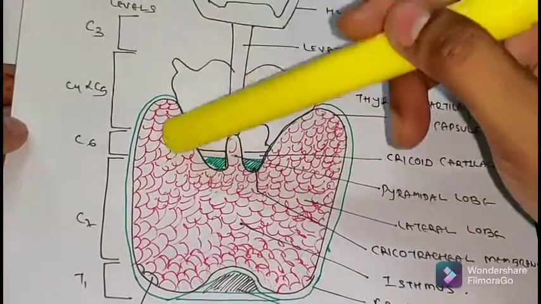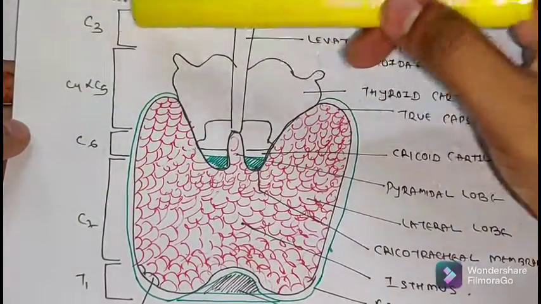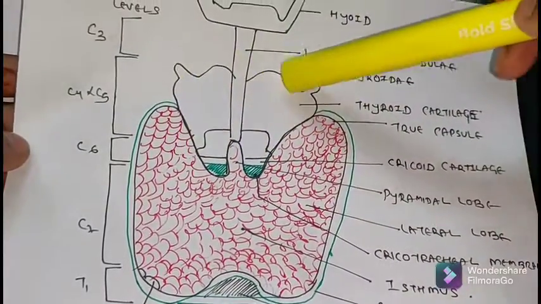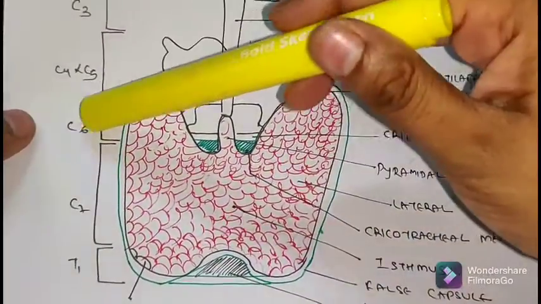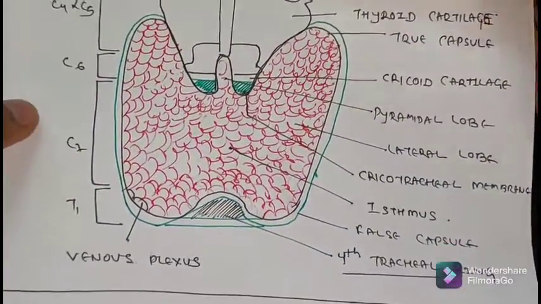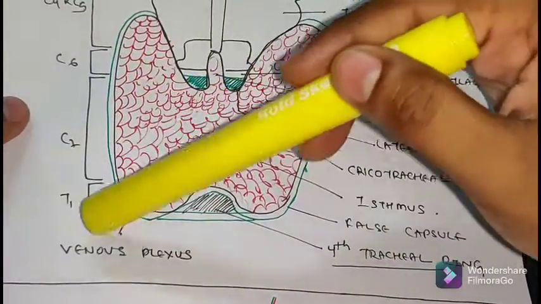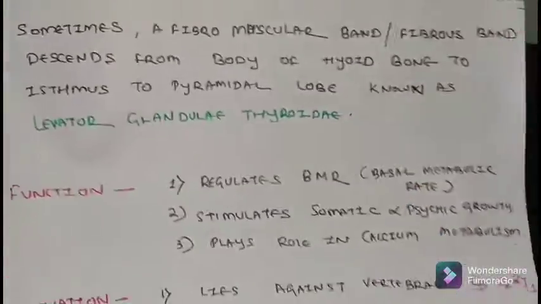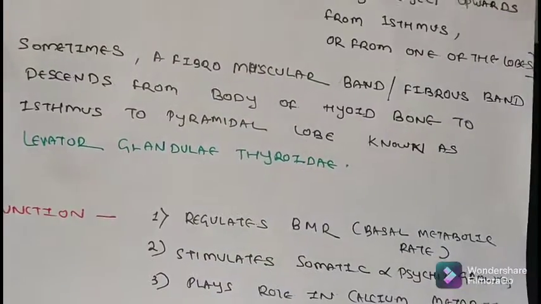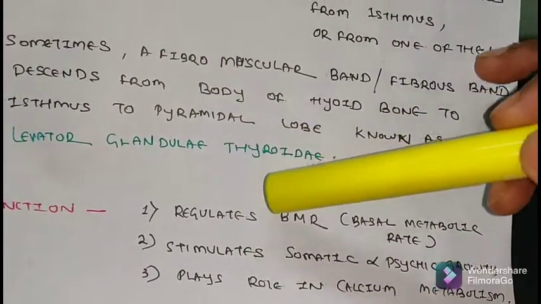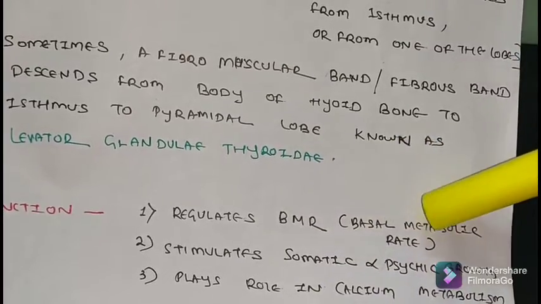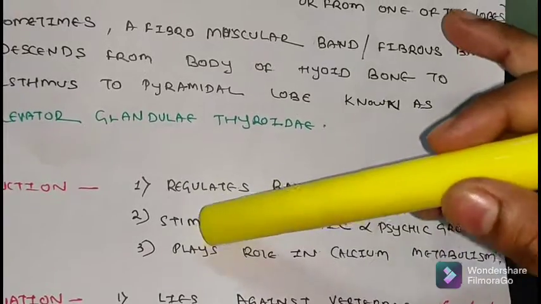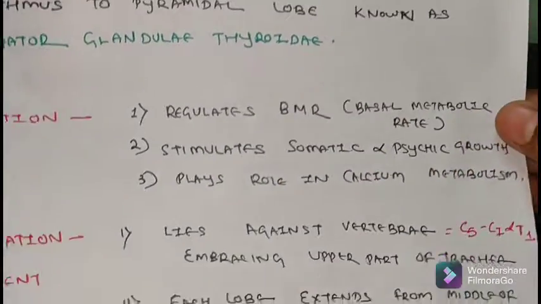Here I have made this diagram showing the vertebral levels, that is C3, C4, C5. This one is the thyroid cartilage, and at the C6 level we can see here, and this is the C7 level and this is the T1 level. Coming to the function of the thyroid gland: it regulates the basal metabolic rate, it stimulates somatic and psychic growth, and it plays a role in calcium metabolism.